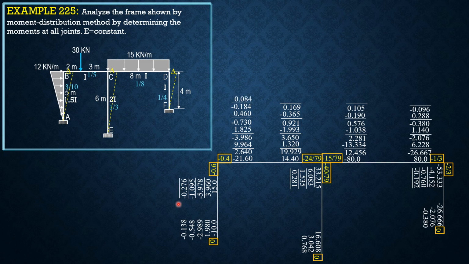So half of negative 0.05 is negative 0.025, lock, final lock. Half of 0.071, half of negative 0.035, negative 0.018, lock, final lock. Half of 0.071 is 0.036, I think. So anyway, let's add these moments.